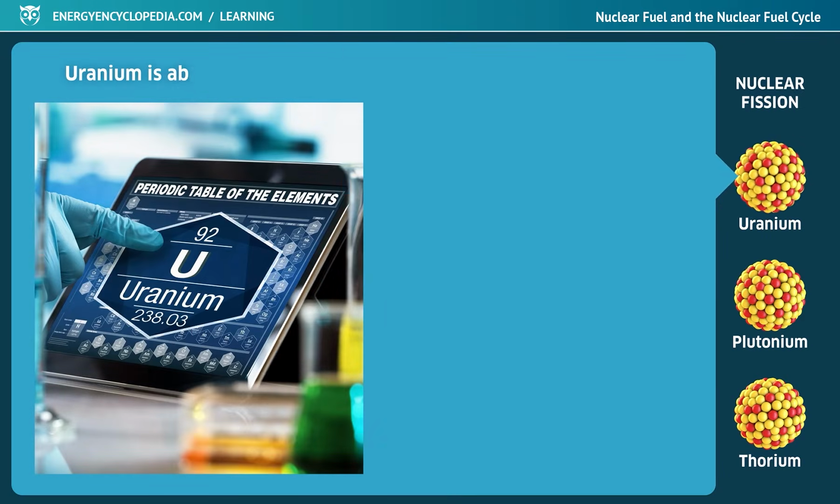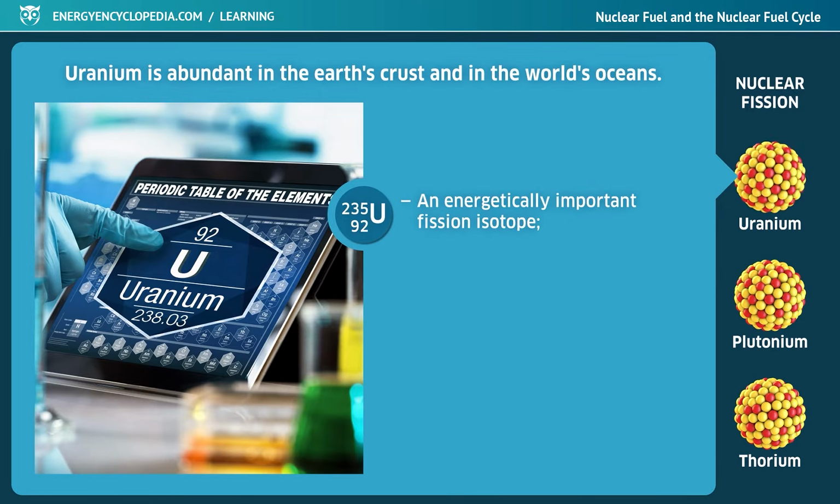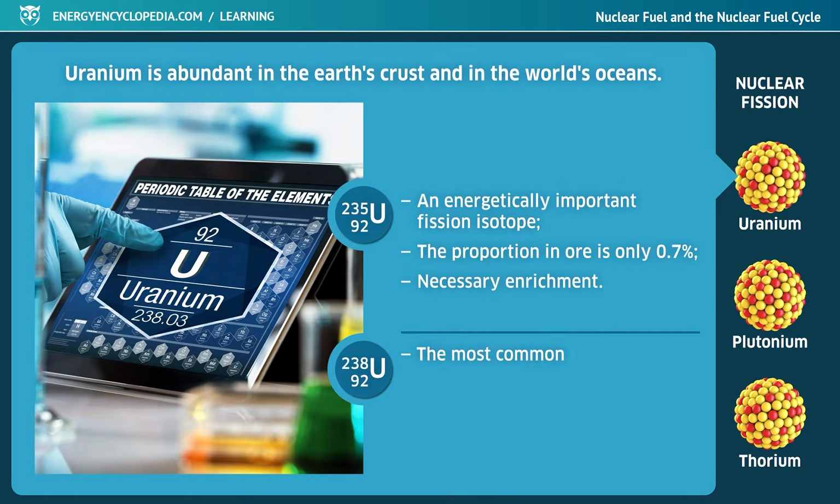Uranium is an element that is abundant in the Earth's crust and in the world's oceans. For nuclear energy, the fissile isotope uranium-235 is important, which unfortunately is only 0.7% in uranium ore, and its proportion in the fuel must be increased by complex enrichment processes. The predominant isotope uranium-238 is also useful, because it produces the fissile isotope plutonium-239 by neutron capture in the reactor.